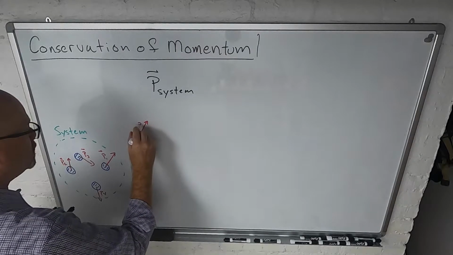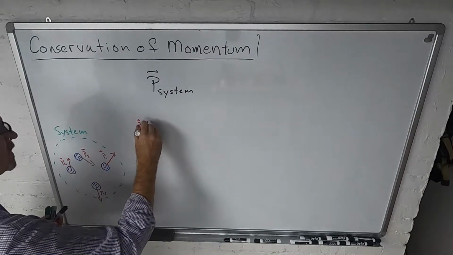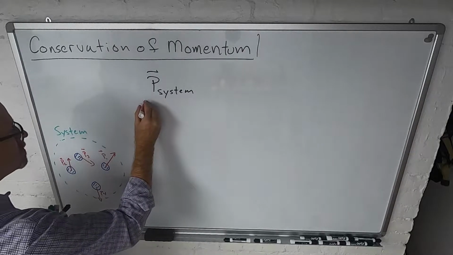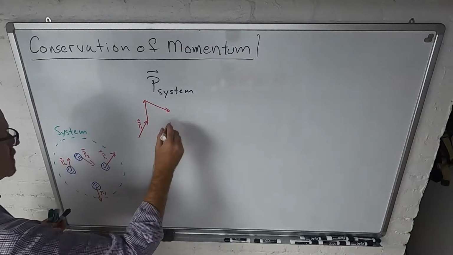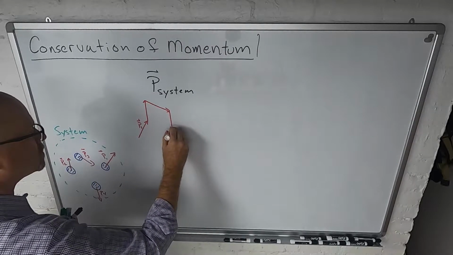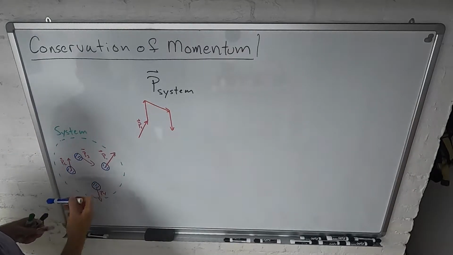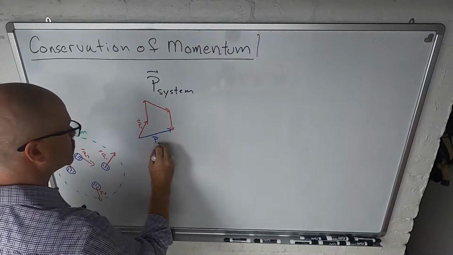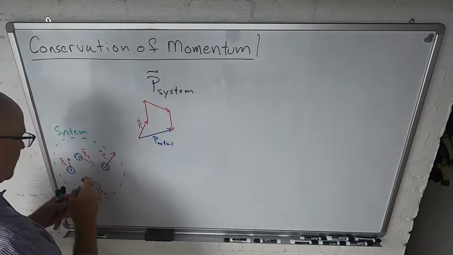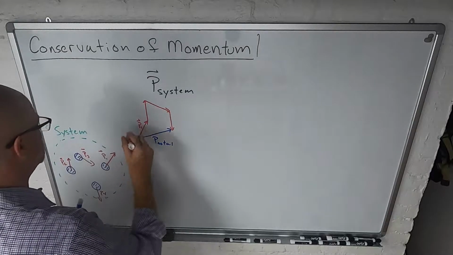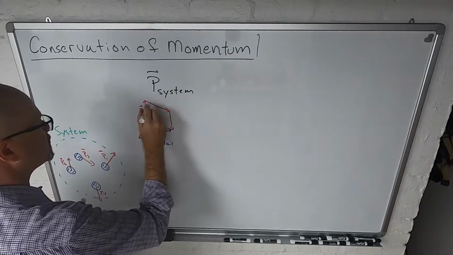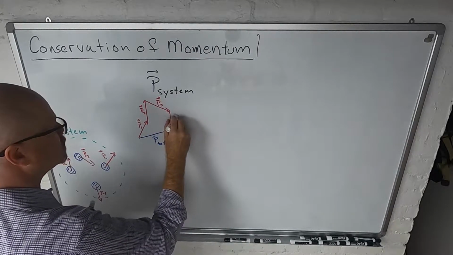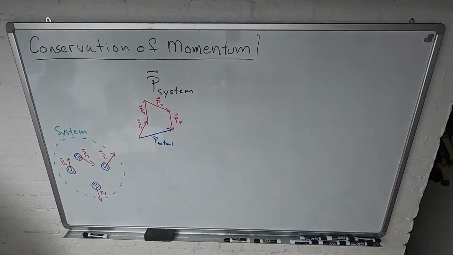So this is P1, this is P2, this is P3, this is P4, and the net momentum for my system, this is P total. So that's the net momentum. I have superposed all of my momenta. I've added them up vectorially, and I get the total momentum of the system.